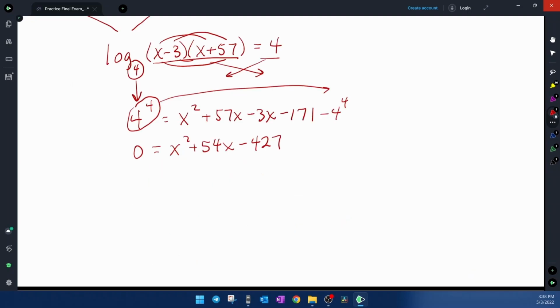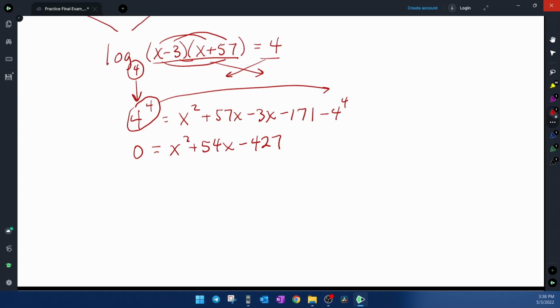Okay, so now that I have my quadratic equal to 0, one of the techniques I could use to solve this is factoring. However, if you look at this last number, that is huge, and trying to come up with factors of 427 that subtract and make 54, that can seem intimidating.